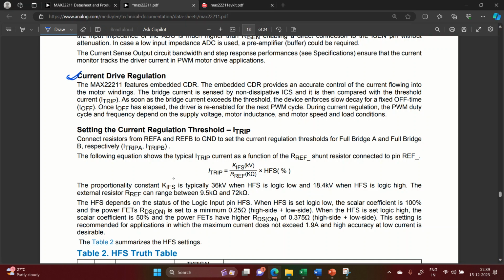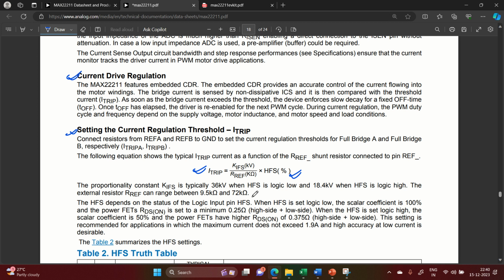Next is setting the current regulation threshold. If you want to put a threshold on I trip, that's what the reference resistor I was talking about, RFA and RFB, is for. RFA and RFB will be set based on this trip value of resistance, calculated as KIFS divided by RREF into HFS 100%. This value comes to around 9.5 kilo ohm to 72 kilo ohm.